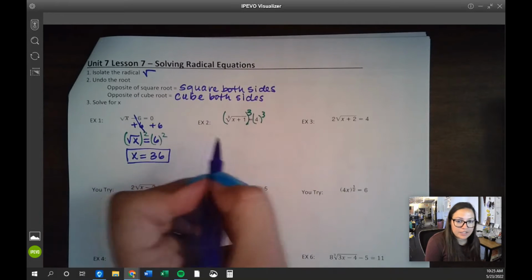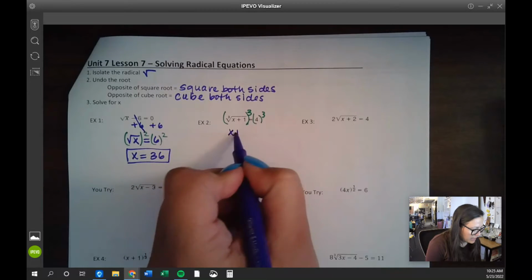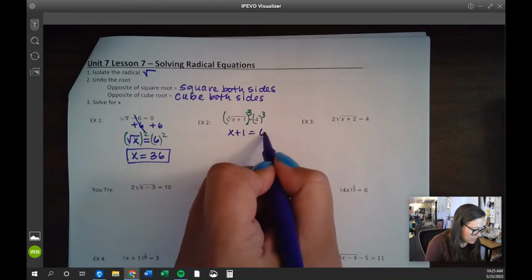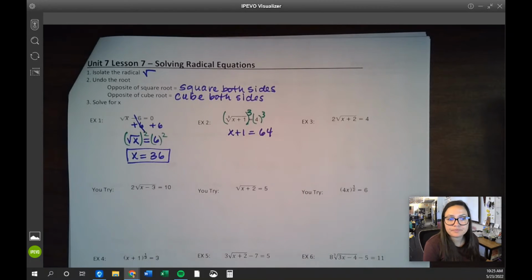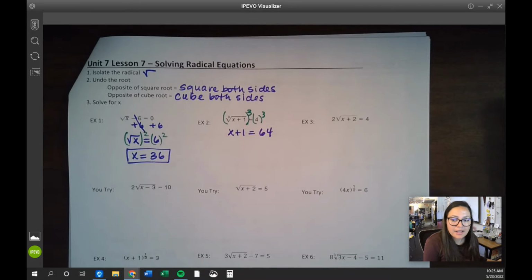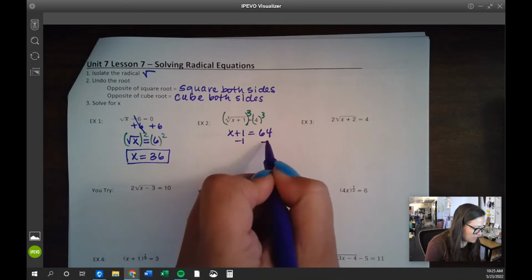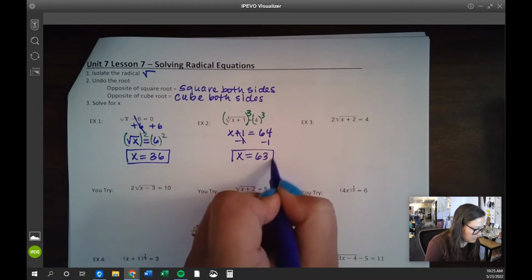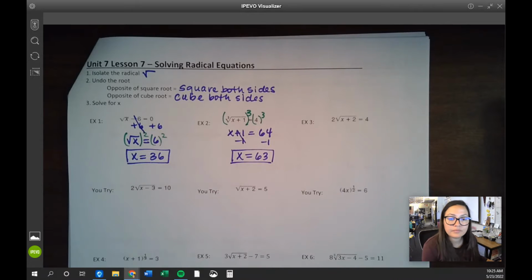So the cube root and cubing undo each other, and I get x plus 1 equals 4 cubed, and 4 cubed is 64. And now I'm just going to finish solving for x. If x plus 1 is 64, I'm going to subtract 1, and we get x equals 63.